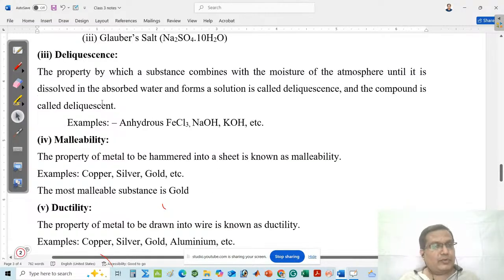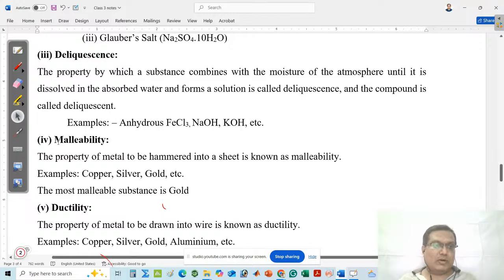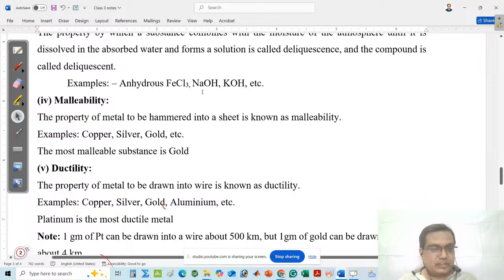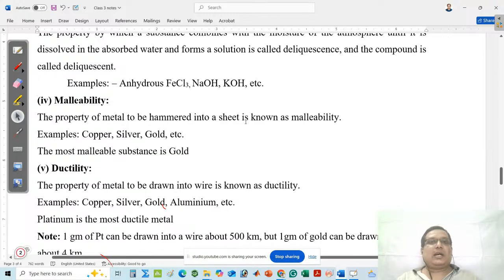Next, we move to deliquescence, the property by which a substance combines with the moisture of the atmosphere until it is dissolved in the absorbed water and forms a solution. It's called deliquescence, and the compound is said to be deliquescent. Anhydrous AlCl3, NaOH, KOH show more deliquescence property. When you keep KOH or NaOH outside, it automatically forms an aqueous solution of KOH. Similarly, an aqueous solution of NaOH is formed from NaOH.